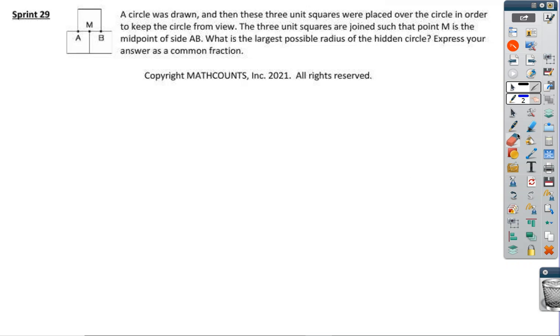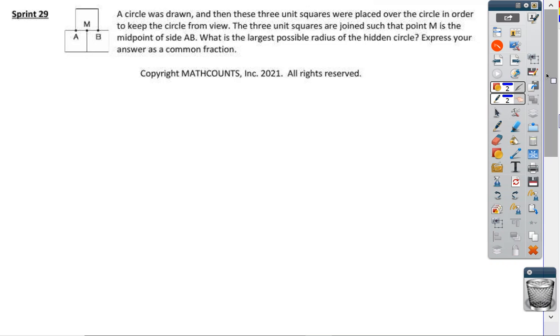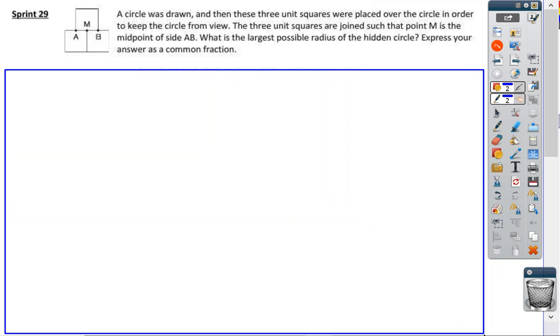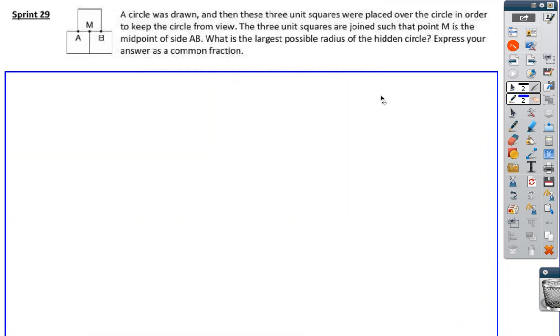So we have a circle that is hidden behind these 3 blocks. And we want to know what is the largest possible circle that we can draw that is hidden behind these 3 blocks. So let's get to it.